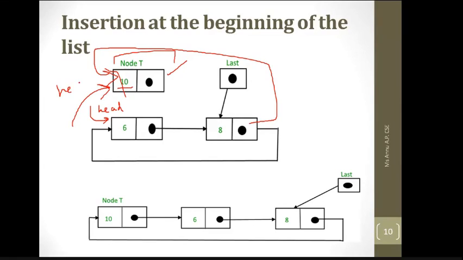Okay, because in the existing list, the address of 6 was in the next field of 8, but after assigning 8 next as 10, the address will be automatically replaced with the address of 10. And once this link has been removed from here, you can assign the head of this new list as 10.